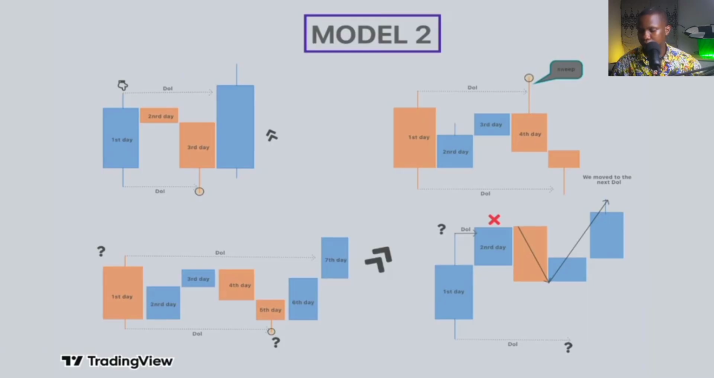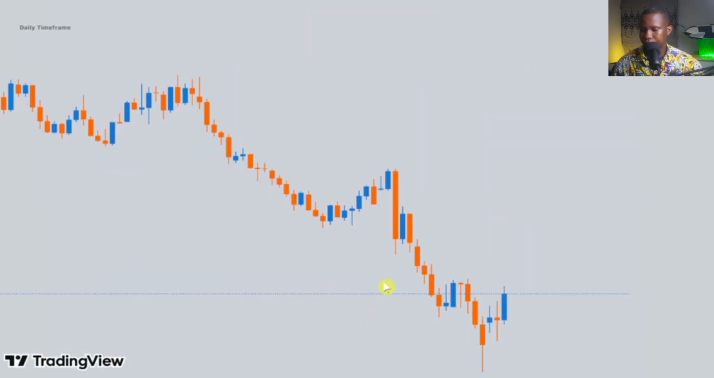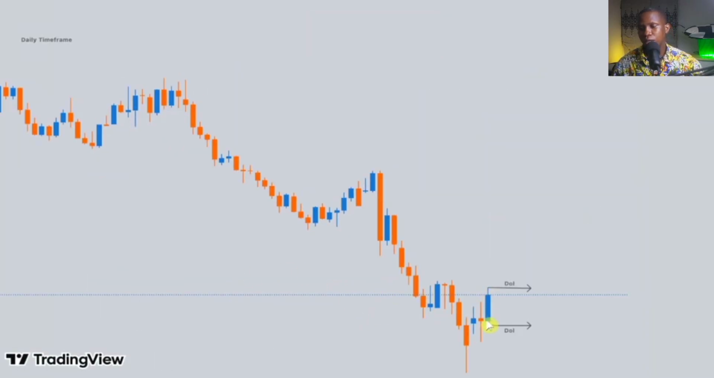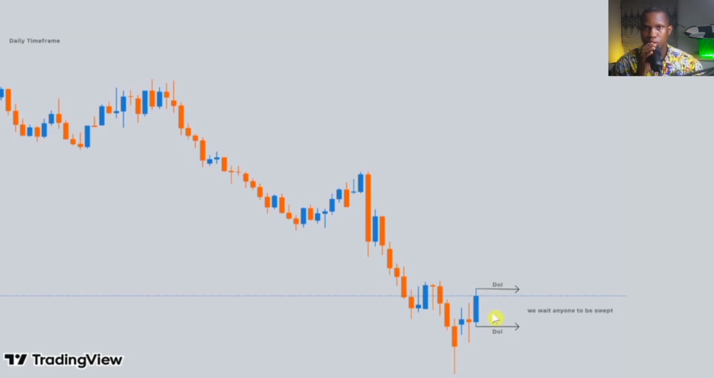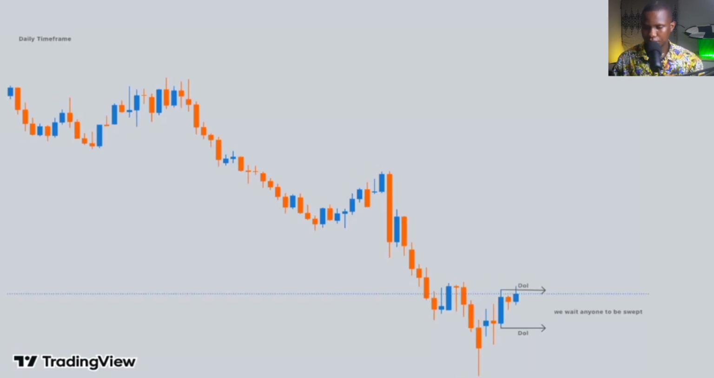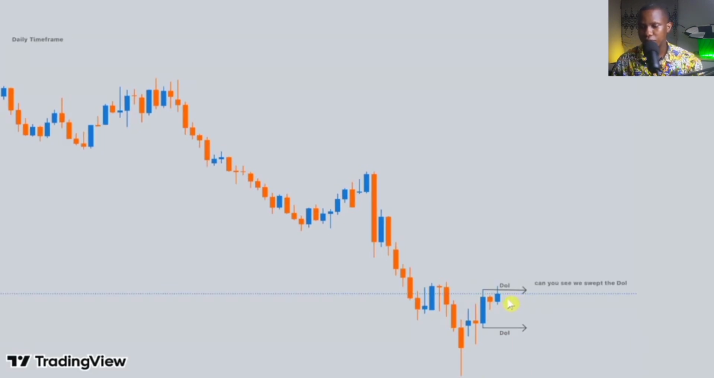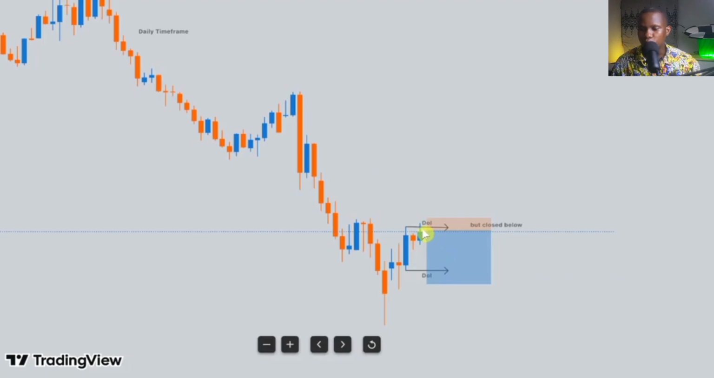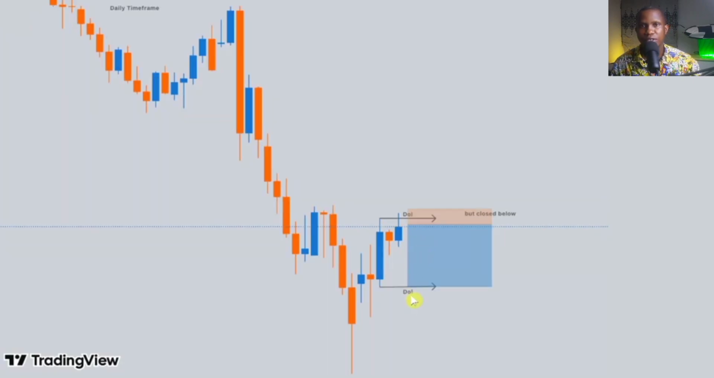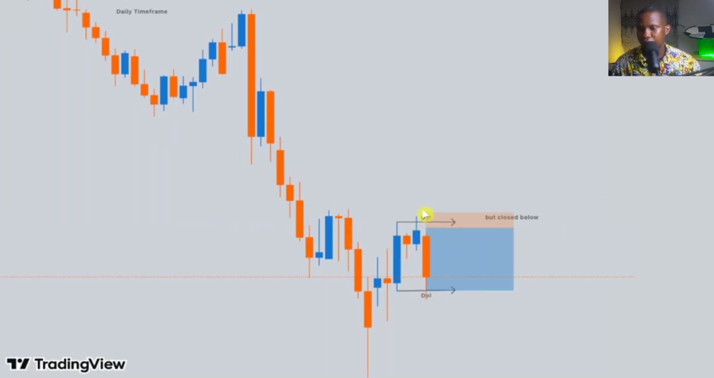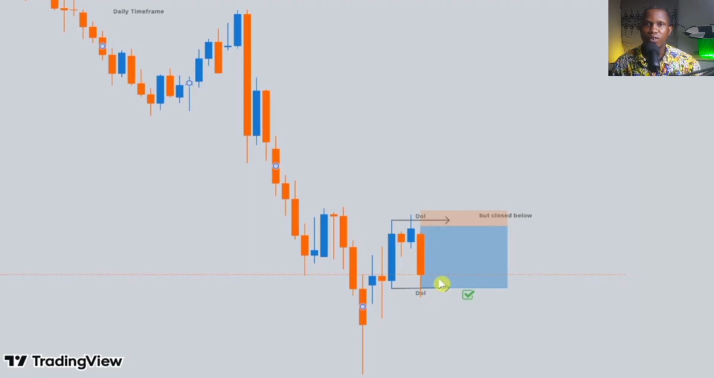Let's take some examples. So this is the daily time frame, and look at this bullish candle, and this is our draw on liquidities of this one candle. So we wait for either one of these two to be swept. Can you see we swept this draw on liquidity on our third day and we close below it. That's why I'm going to be making my entry, stop loss above that level, and I'll target this next draw on liquidity. Can you see how price action moved rapidly to the downside, guys? And that's a full take profit for us, guys.